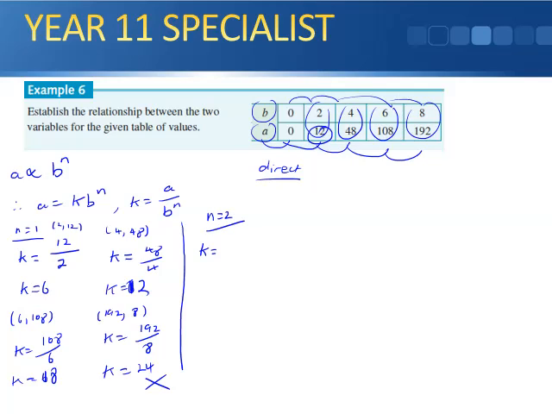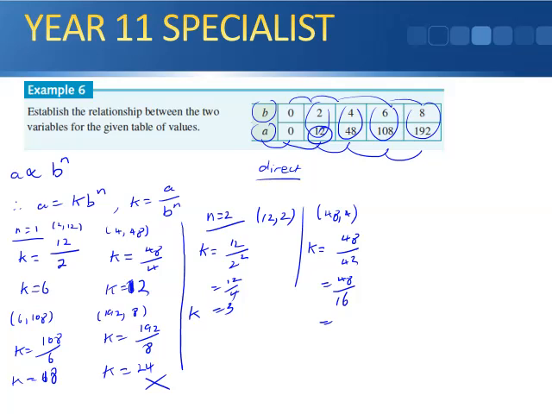K will equal, well, the first point is A is 12 and B is 2. So I get 12 divided by 2 squared, which means it's 12 divided by 4, which means it's 3. The next point, 48 and 4. I'll try and write them all in the correct order this time. I get 48 divided by 4 squared, which equals 48 divided by 16, which means K equals 3.